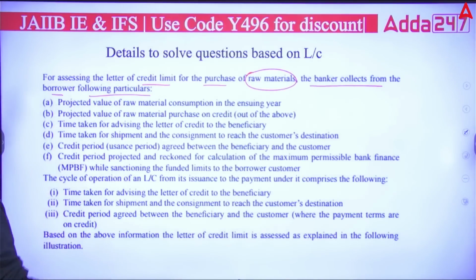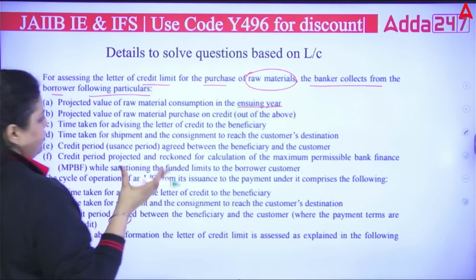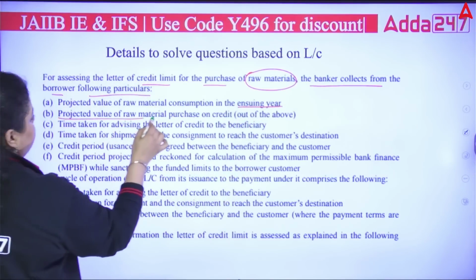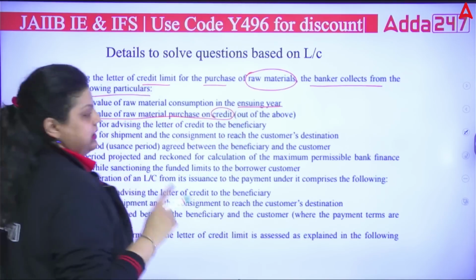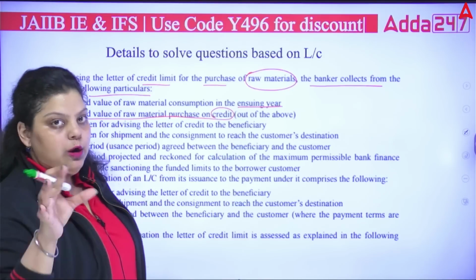First, the projected value of raw material consumption in the ensuing year, like what is your projected value, then the projected value of raw material purchase on credit. This you have to calculate. You have to calculate how much credit is required for your project.